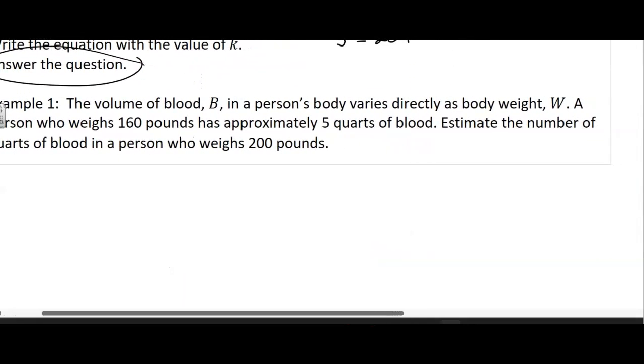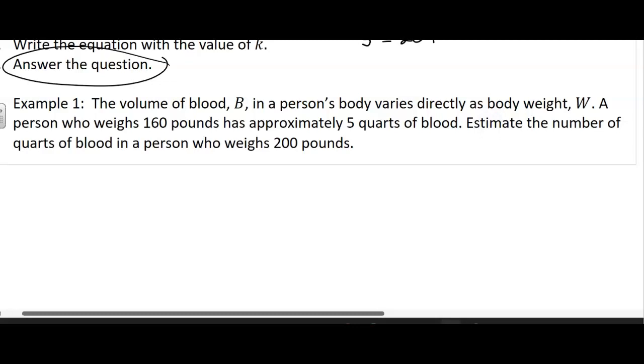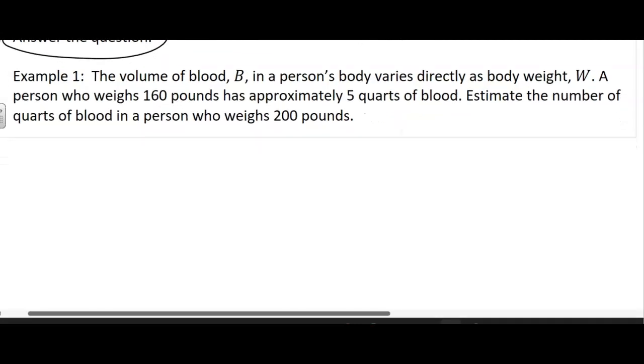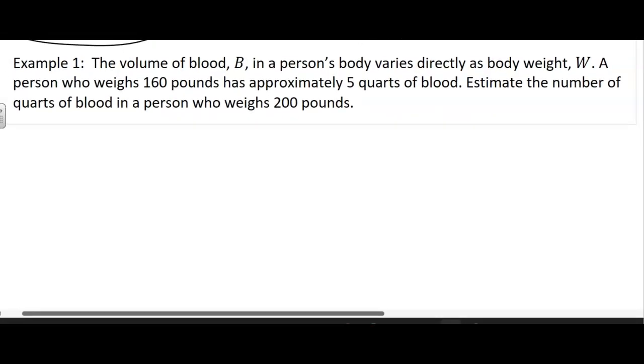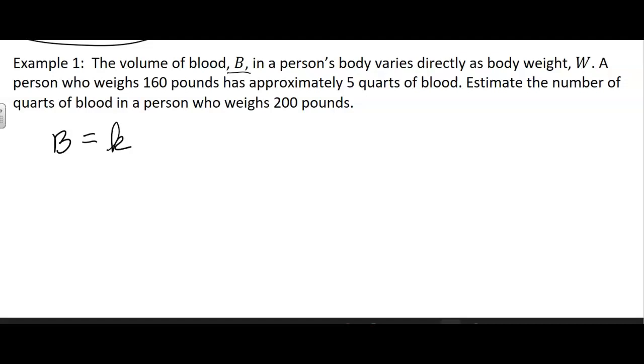Now, this video is taking a little while because we're trying to explain everything about variation, but the strategy doesn't change. Okay, the volume of blood B in a person's body varies directly as body weight W. That sentence tells us the relationship. B, volume of blood, varies directly, that's your equal sign, and then right away put the K. And it varies directly as body weight, W. Okay, there's the relationship. That's step 1.